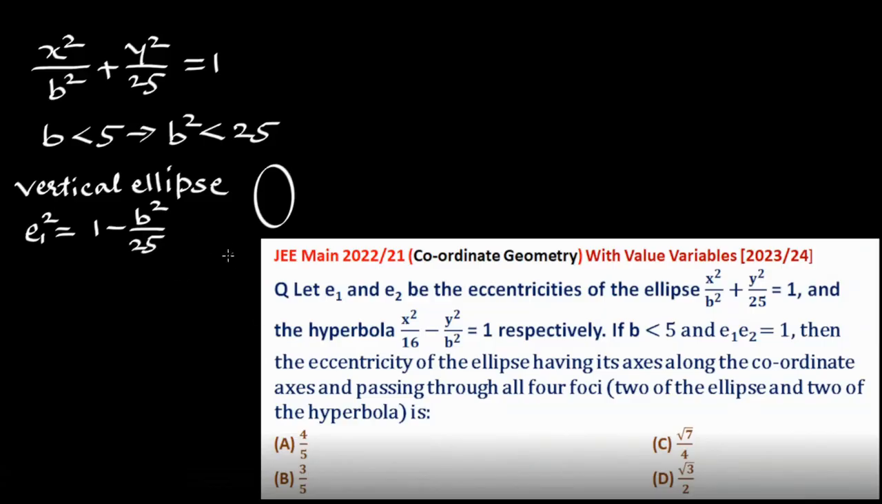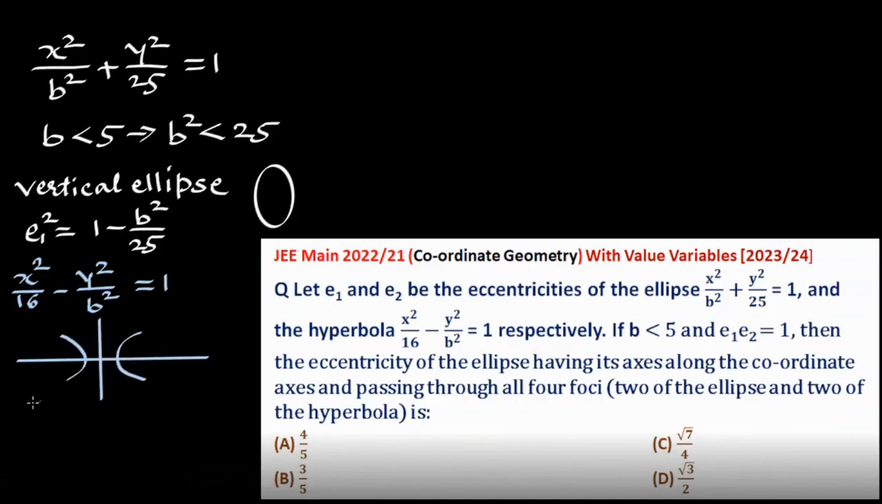The hyperbola is x square upon 16 minus y square upon b square equals 1. Here the denominator of y square, which is b square, is greater than the denominator of x square. This is a standard horizontal hyperbola like this, and square of its eccentricity will be e2 square equals 1 plus b square upon 16. Now e1 into e2 is 1, so e1 square into e2 square will also be 1.